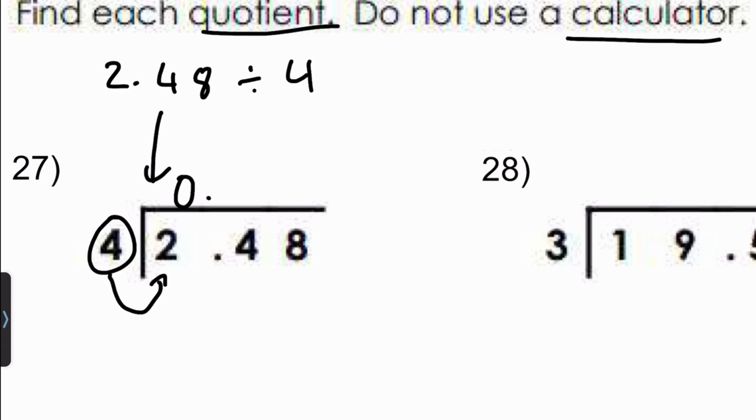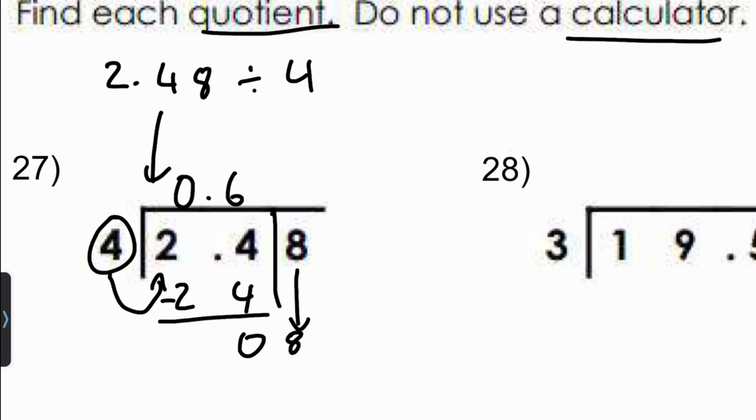What that allows you to do is now ask how many times does 4 go into 24 instead of just 2. And we can actually make that division. How many times does 4 go into 24? It goes in 6 times. Bosh. 6 goes at the top. 24 minus 24 is equal to 0. And then we bring down the 8.